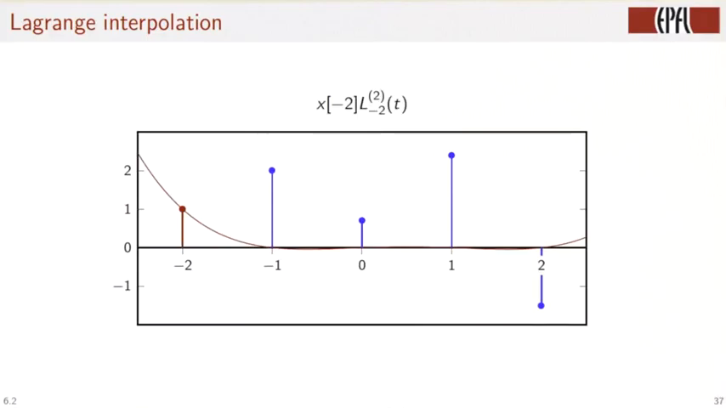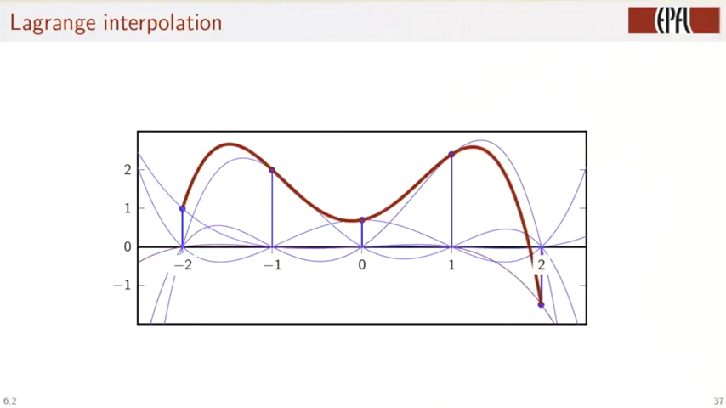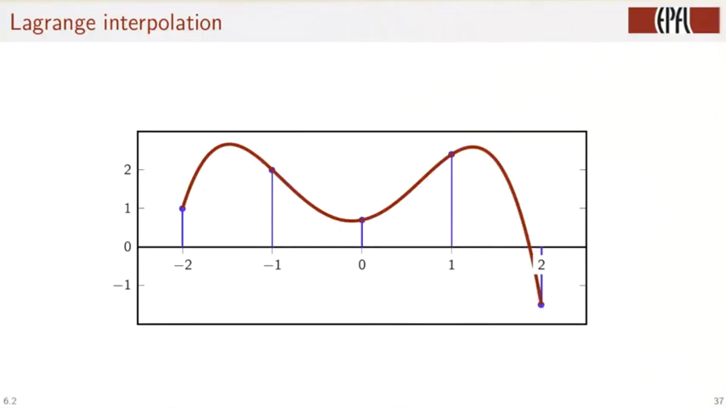First Lagrange interpolator centered at minus 2, then at minus 1, at the origin, at 1, at plus 2, summed together, we find the red curves that we had seen before.